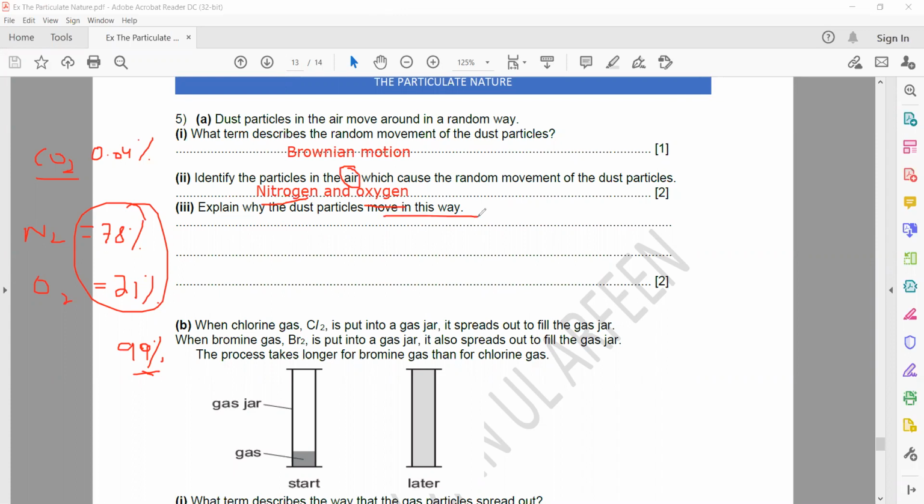Explain why the dust particle moves in this way. It's the same answer we have discussed: they are colliding with the lighter air particles, air molecules hitting the dust particle, which causes the random motion.